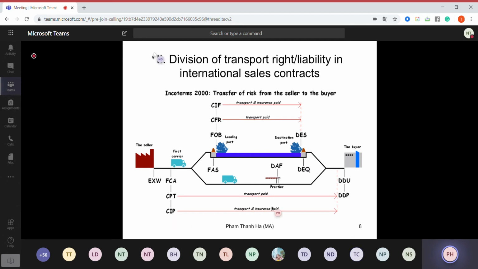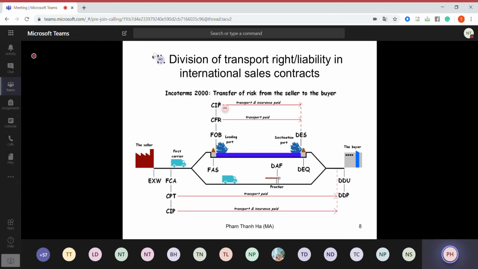But for the CIP, if we take a look at this diagram, we can see that the scope of coverage for the CIP may be more extended. But in reality, this is also a very interesting point, the new changes in the newest version, I mean the Incoterms 2020. So I would like to take this opportunity to explain further about the insurance liability of the CIF and CIP in the 2020 version.